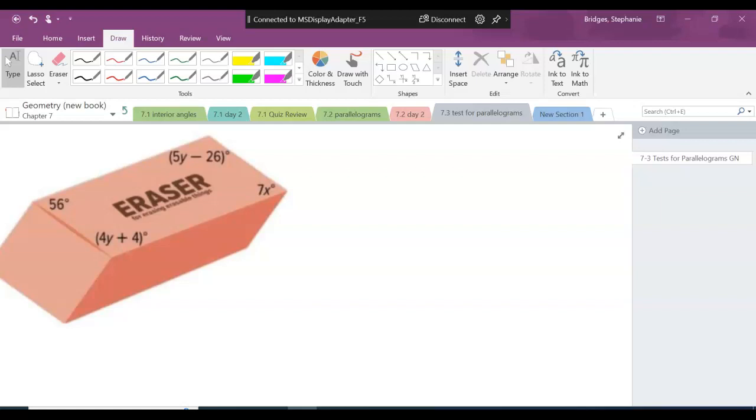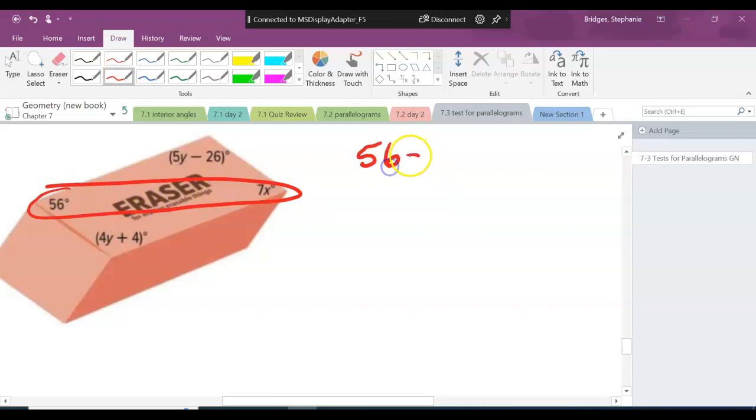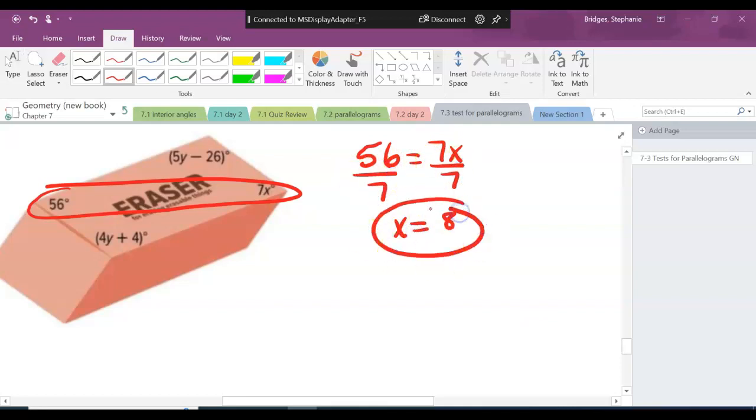All right, look at my picture. Which angle is directly across from 56? 7x. So I'm going to take these two and set them equal to each other. 56 equals 7x. How do I solve for x there? And what is 56 divided by 7? So there's x. That easy?